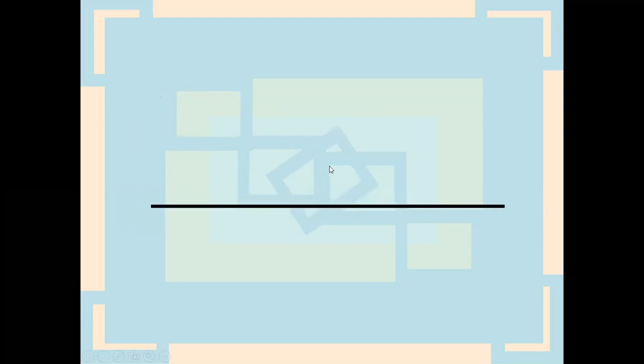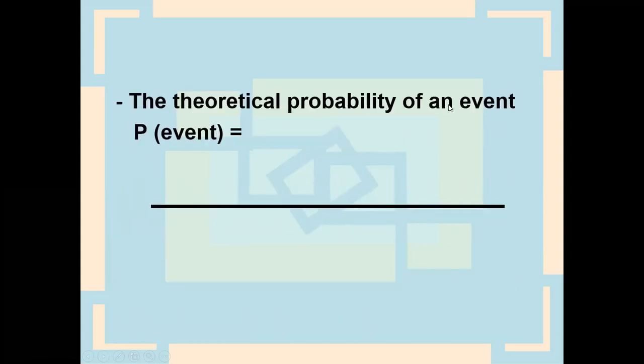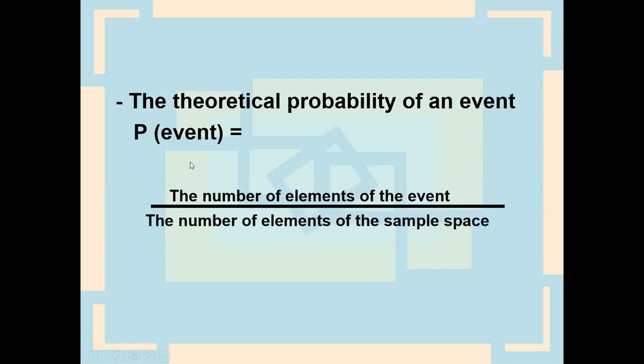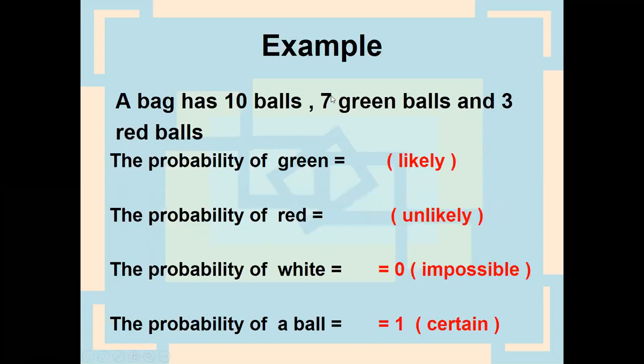There's something very important in this lesson, how we can find the probability of any event. The probability of any event is the number of elements of this event over the total number of elements. What's the meaning of this? I'll give you an easy example to know.